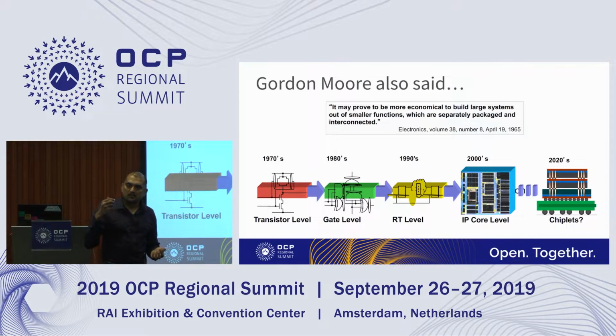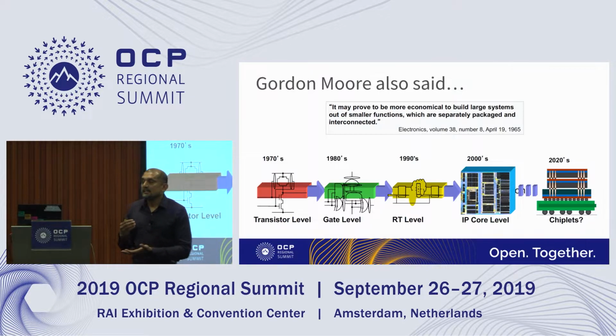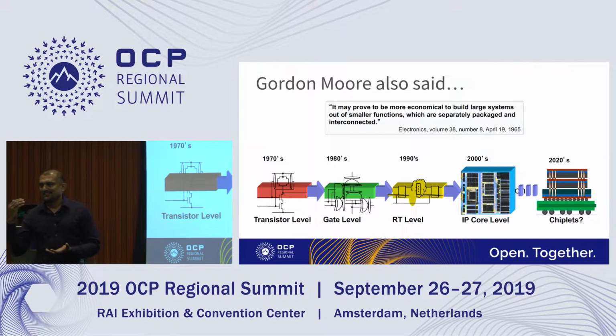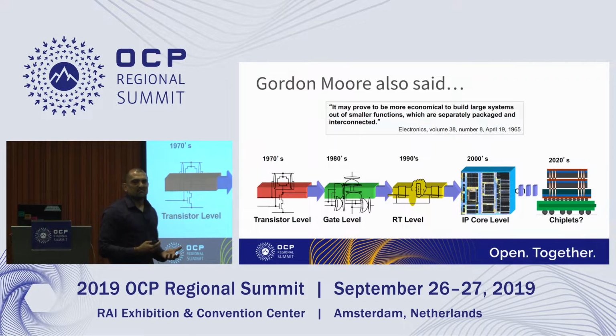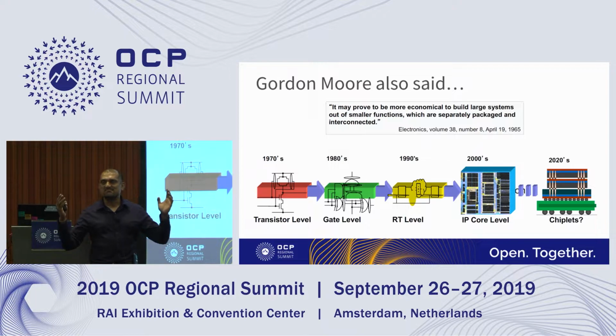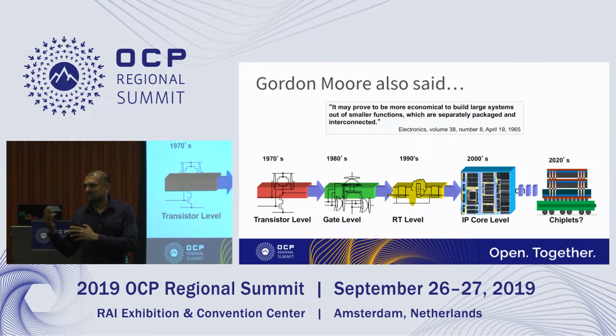But the interesting thing is, Gordon Moore, visionary as he was, never anticipated that his observation would last for 50 years. So he already anticipated that something would come after that. And what that would be is building of large systems through a collection of smaller, individually packaged functions which are interconnected. It's amazing. He made this observation pretty much at the same time when he made the observation about Moore's law. It's just that the difference in time is 50 years. And now we have to go back to what he already envisioned would be the next step.